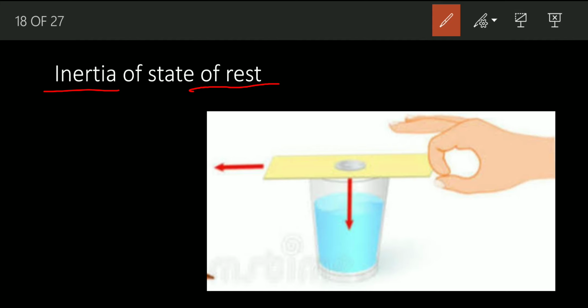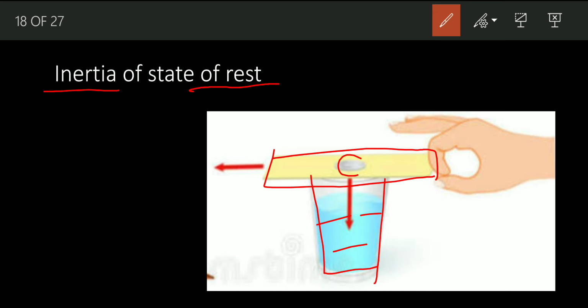Let us do a simple experiment. Take a glass of water. Take a cardboard, put one coin on it and apply force in this direction. Because of this force, the cardboard will fly in this direction, but the coin wants to be in a state of rest. It doesn't want to change its state of rest. So it will stay over here, but gravity is pulling down, so the coin will fall down into the glass. So this is one example of state of rest.